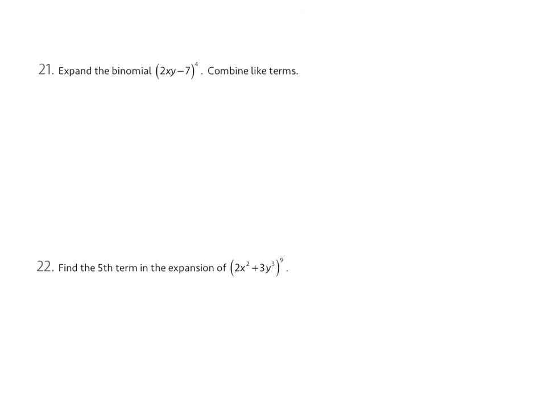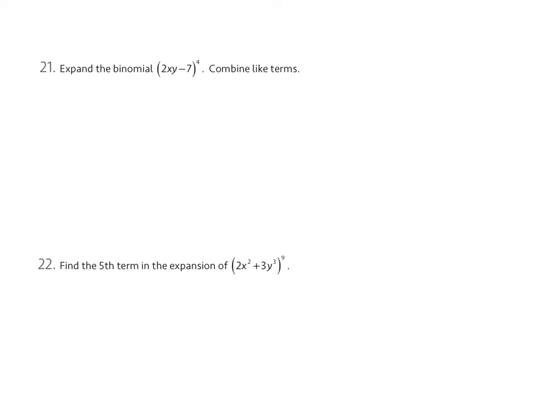Number 21. Expand the binomial 2xy minus 7 to the 4th. Combine like terms. The coefficients, if you look back at your previous work, you can find them there. If you don't remember them, it's okay. You can still figure out what they would be. The first term is going to be 4 choose 4, and then 4 choose 3, 4 choose 2, and then going on down from there. And then you could type those in the calculator. You can do them by hand. They are 1, 4, 6, 4, 1. Once you have that, we can set up the structure for the terms in this expansion.